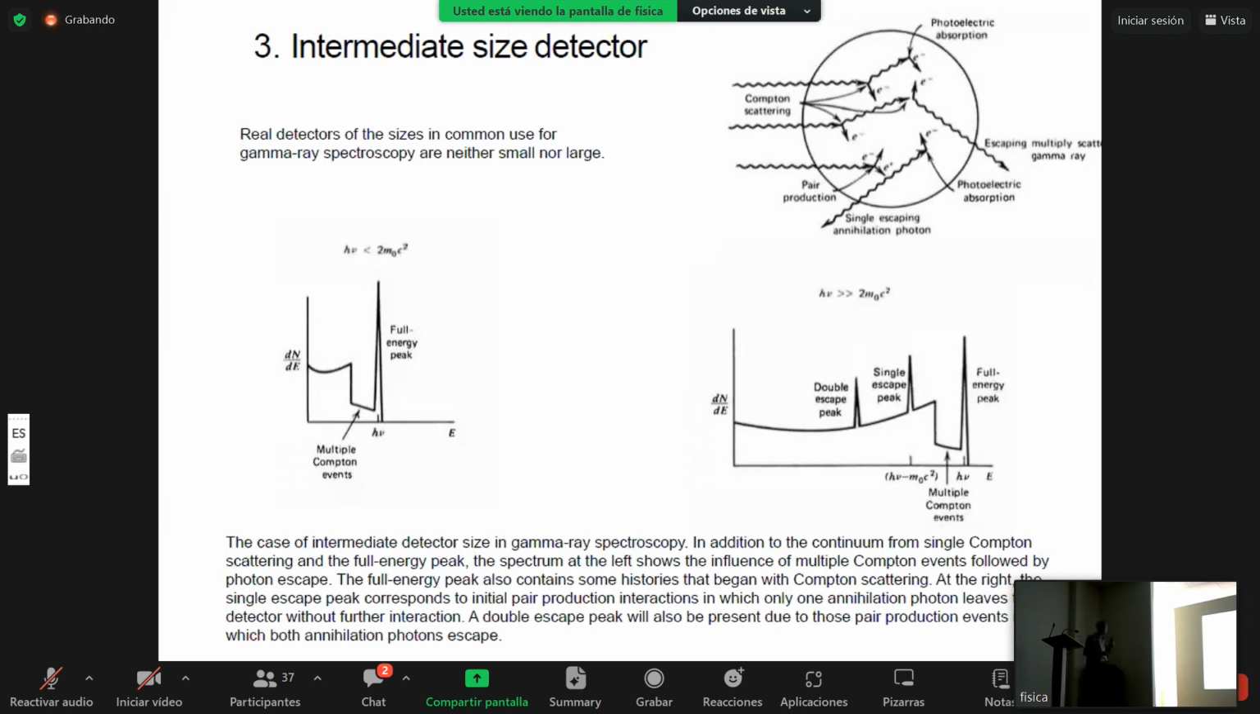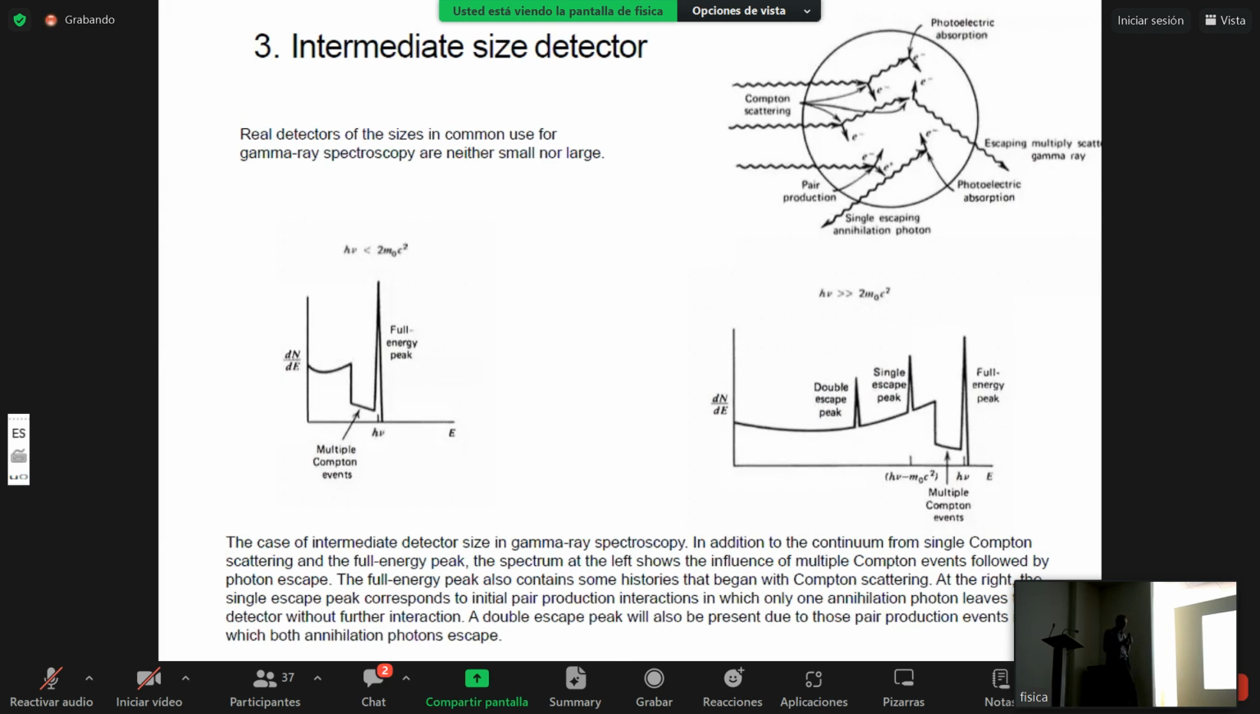and the picture will be very similar to the first one, but compared to small detectors, we can get a picture, for example, like this, where you have a Compton continuum, a full energy peak, and also some events due to so-called multiple Compton events. These events happen when, remember, this is a stochastic process.